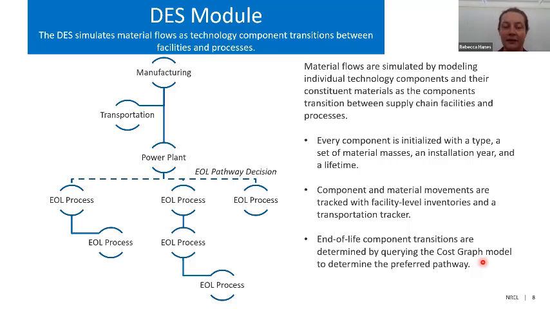I know this is another way that the really high resolution of the DES gives us an advantage because the preferred pathway can be different for components located at different power plants. And the pathway preference can also change over time as processing costs change. And we can capture all of that in our framework. Next slide.